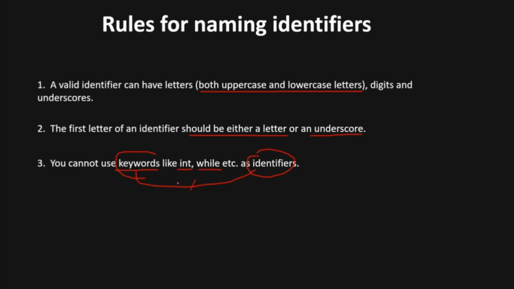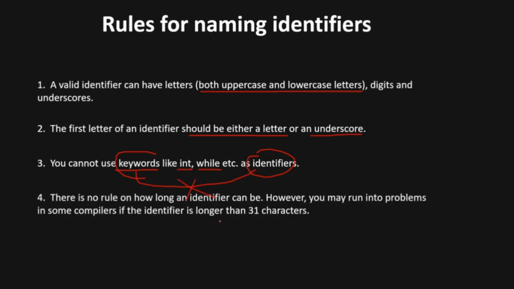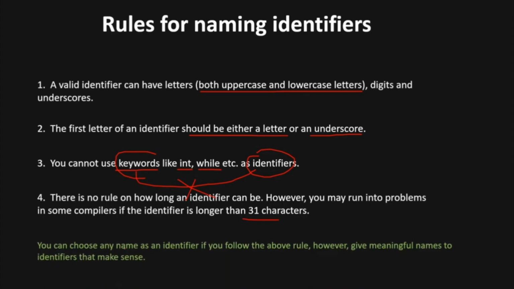as an identifier. There is no rule on how long an identifier can be. However, you may run into problems in some compilers if the identifier is longer than 31 characters. So you can choose any name as an identifier if you follow all the above rules. However, giving a meaningful name to an identifier makes sense.